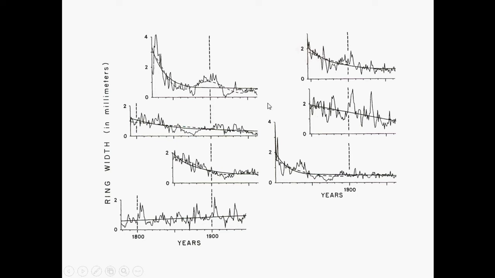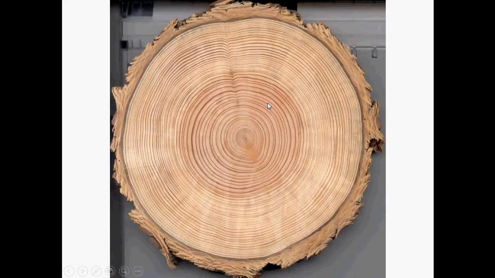That trend comes from the fact that as a tree gets older and bigger, it has to put more biomass around a larger surface area. So even if the tree is growing the same amount, when it's small that will be a wide ring, and when it's bigger that will be a narrower ring. That has nothing at all to do with climate. It just has to do with the fact that the tree is getting bigger as it gets older.